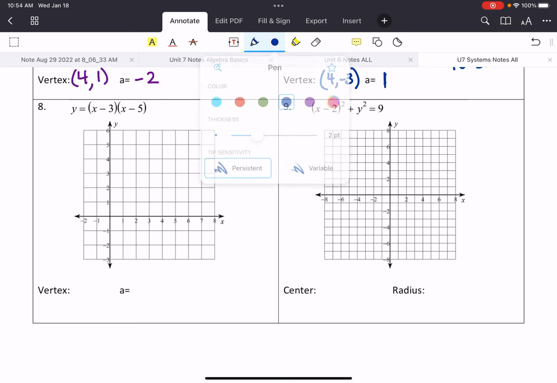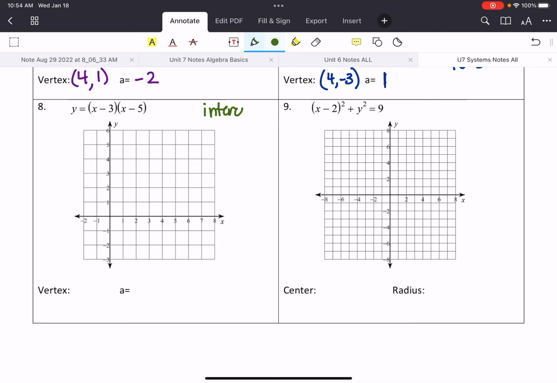All right, this next one is in intercept form. So our A is 1. It would be the number here. The x's will get squared when we multiply them together. Here I don't have a vertex yet, but I can figure it out. So 3 and 5 are my x-intercepts. I can graph them. My vertex is going to be in between. Remember, the axis of symmetry runs in between them.